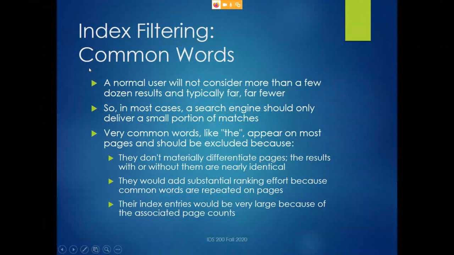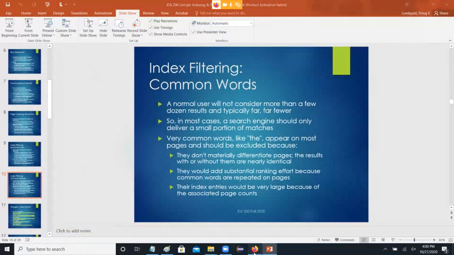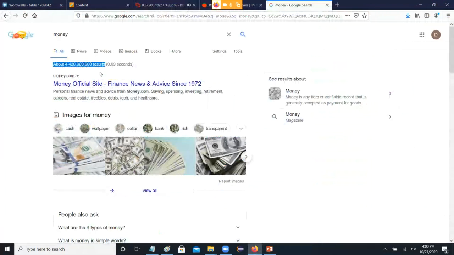Another thing, common words, how those are filtered. Normally users won't consider more than a few dozen results, typically far, far fewer. Typically, the thing you're looking for is in one of the first few results Google tosses up. So in most cases, a search engine isn't going to deliver everything that matches. It should only deliver a tiny portion of the matches. For example, we did our search for money. Let's see if we still have that here. Yeah, we have it for money.